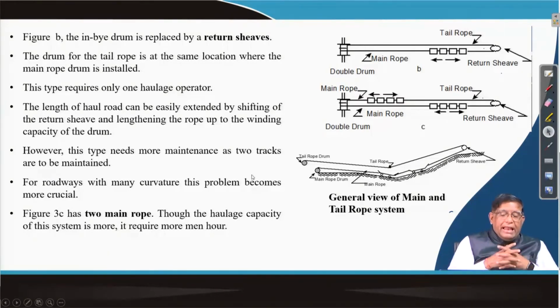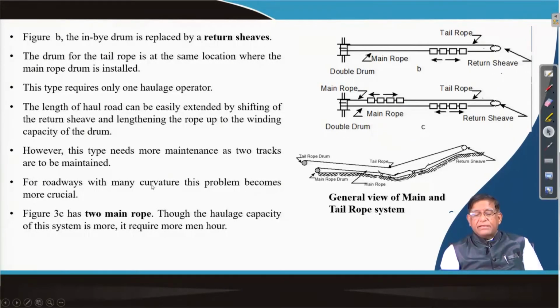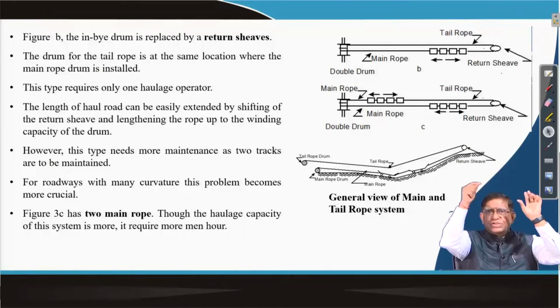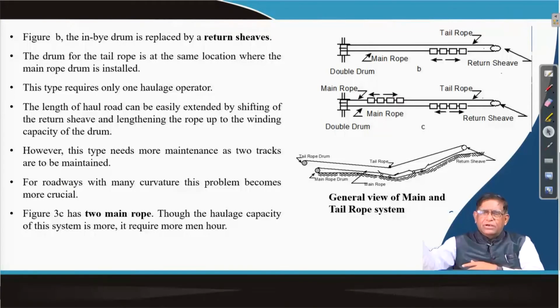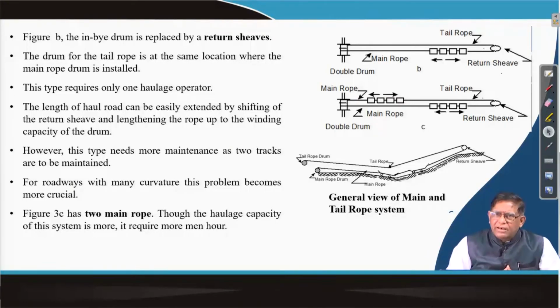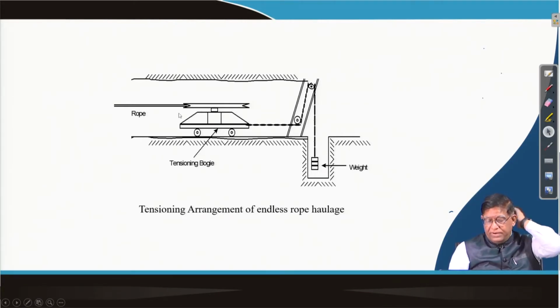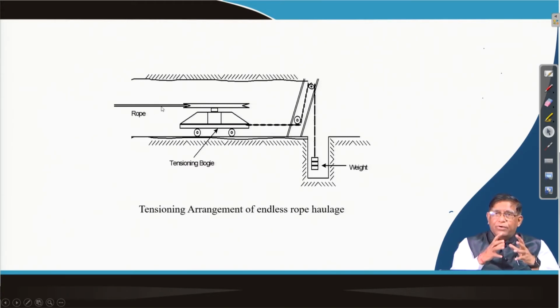The length of the haul road can be easily extended by shifting the return sheave. You can just take more rope over here, change these locations, and you get served to another area. It is easy, because at the roof also you can have that sheave, you can make a cross, take up coal from another area, and take a turn over here. So, that type of flexibility of arrangement is there in a main and tail rope system. Now, one thing is there: whenever you are using the rope, with the sheave and the rope connected, that rope will always have to be under tension.